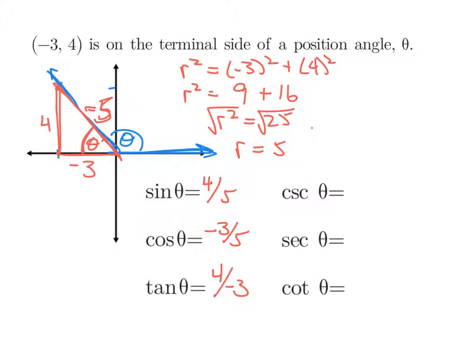To find the reciprocal trig values, we just take the reciprocals. The reciprocal of sine is cosecant, so cosecant of theta is 5/4. The reciprocal of cosine is secant, so that'd be 5 over negative 3. And the reciprocal of tangent is cotangent, which is negative 3/4.